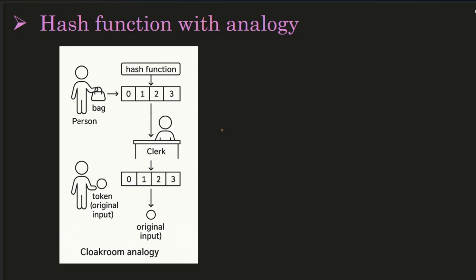Let's go deeper using that cloakroom analogy. Each person gives a bag, which acts as data, to the clerk. The clerk uses a system, that is the hash function, to assign a locker, which acts as the hash table index, to that bag. When the person comes back, instead of checking every locker, they look at their token, which is the original input, apply the same system, or we can say hash function, and go straight to the correct locker. It's fast and efficient, just like how computers access data using hashing.